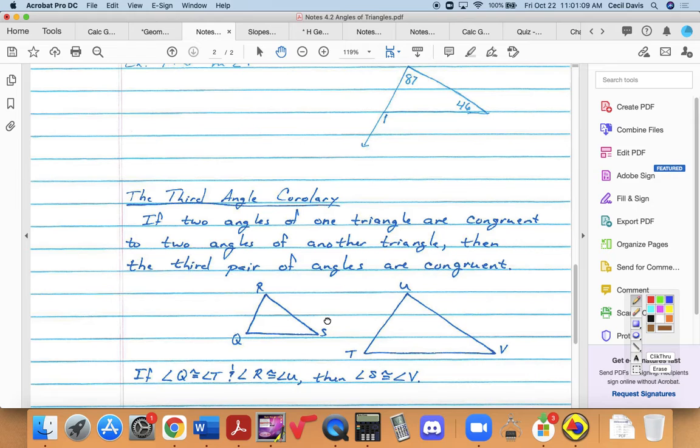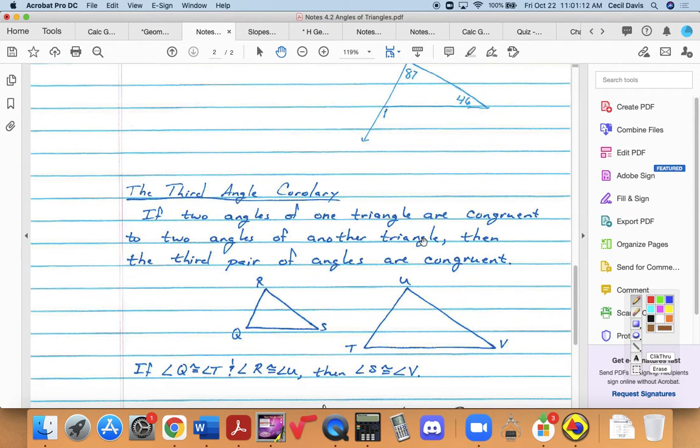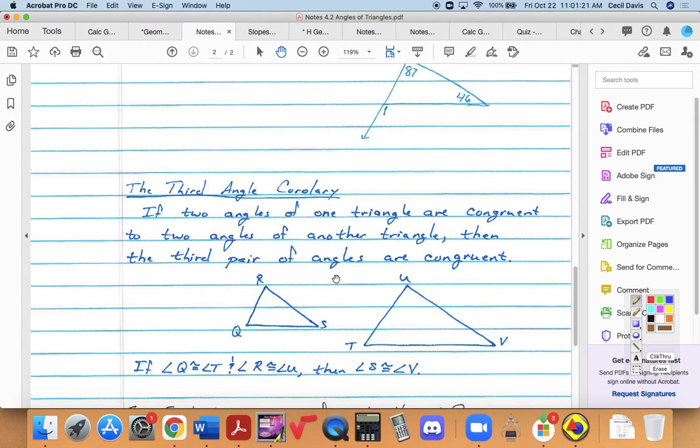Add this, the third angle corollary. Just do this on the back of that last page. I think it's blank, yes? The third angle corollary, we'll use this every now and then, not real often, but it's going to be helpful in the next unit. If two angles of one triangle are congruent to two angles of another triangle, then the third pair of angles are congruent.